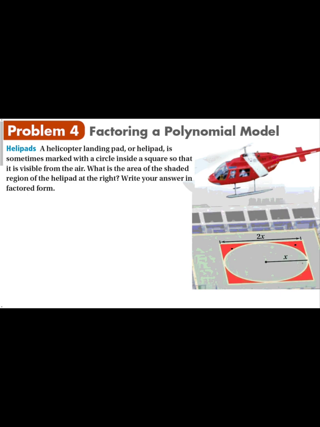Well, to find the area of this shaded region, the orange part, we want the area of the circle minus the area of the square.